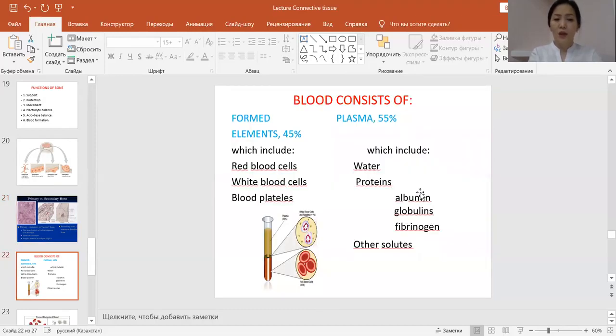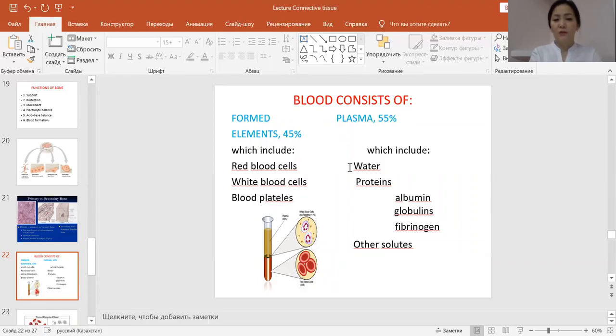And the last type of connective tissue: blood. Blood consists of cells and matrix, like another type of connective tissue. The matrix, or ground substance, of the blood is called plasma. 55% of the blood consists of plasma, and 45% consists of formed elements, or cells, which can be divided into three types: red blood cells, white blood cells, and blood platelets.